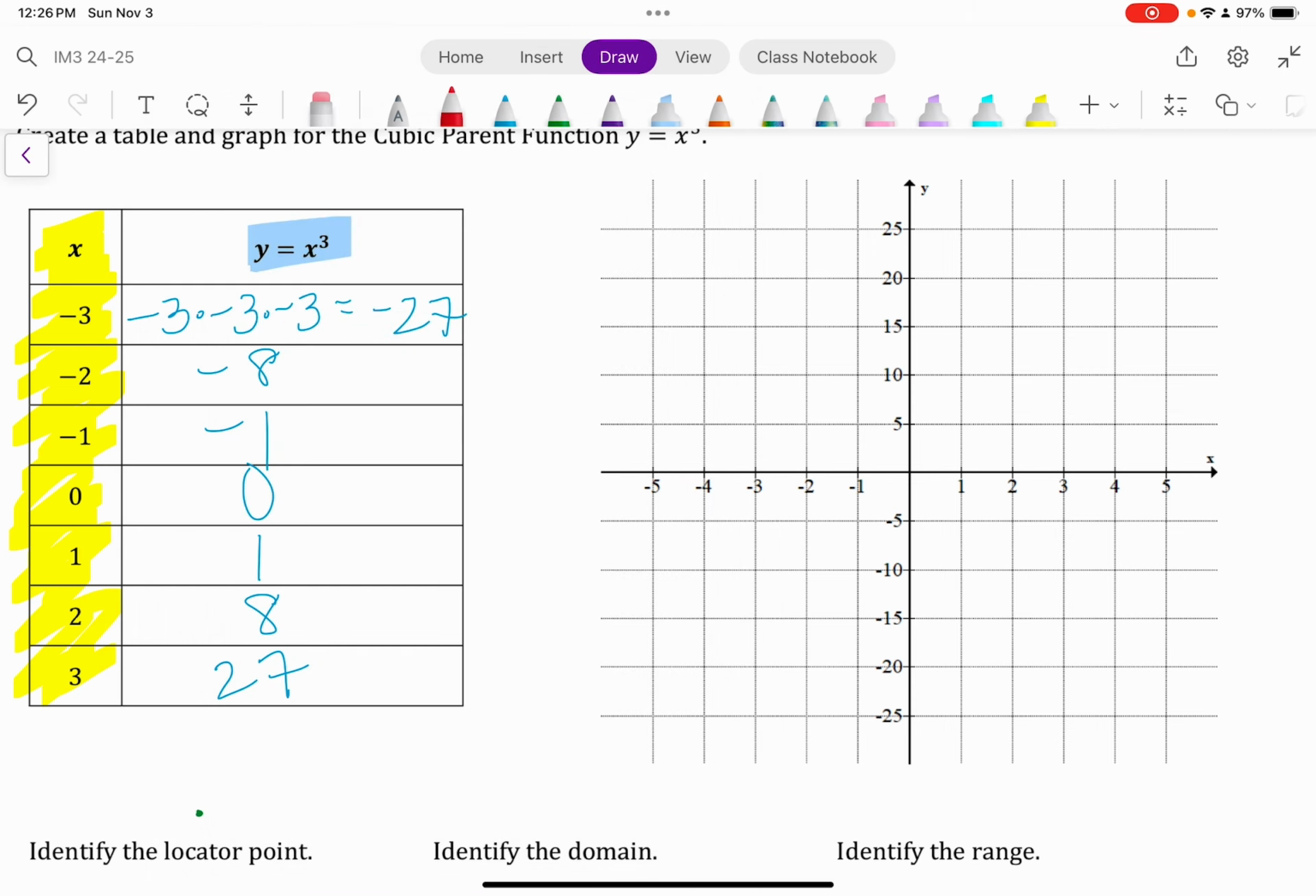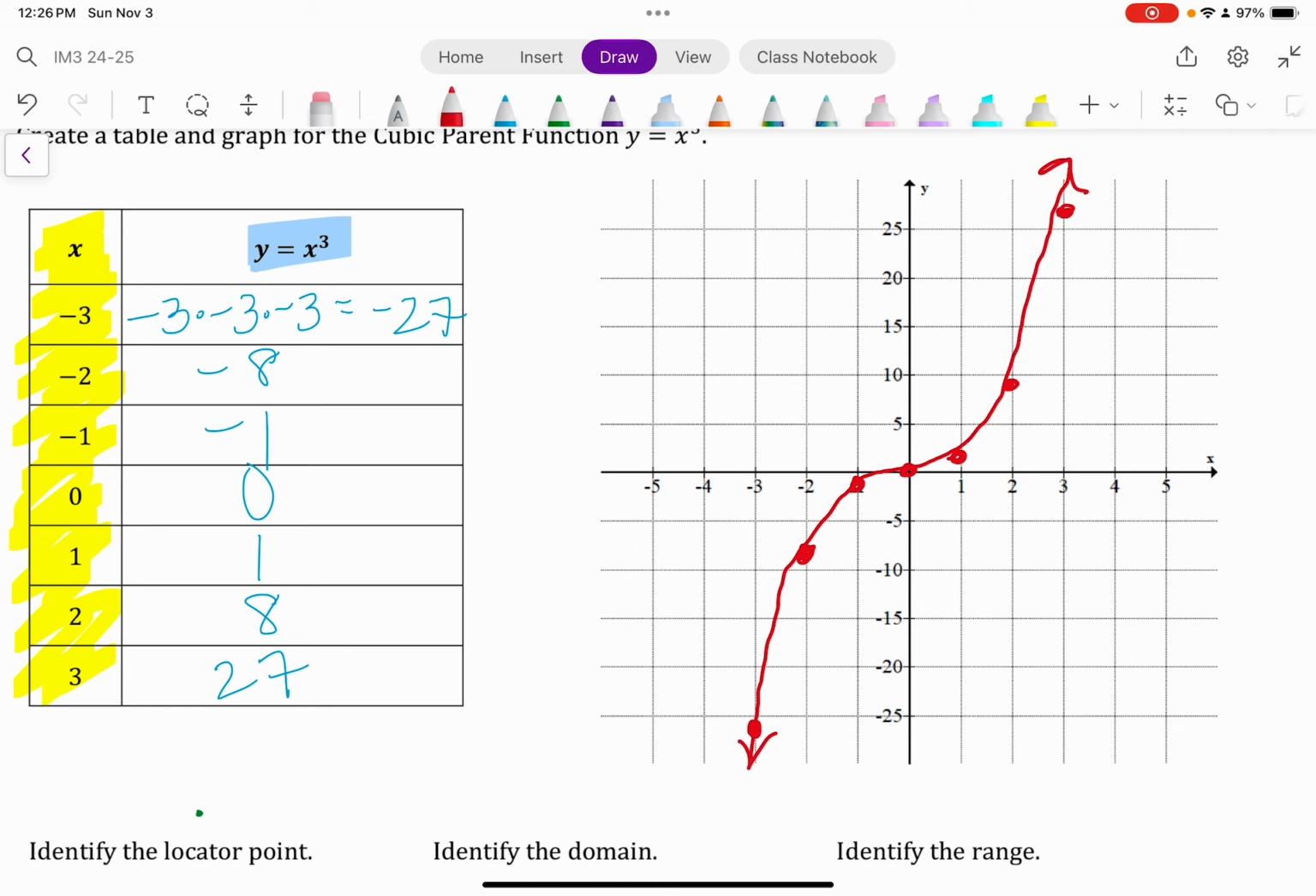All right. We have our first point at negative 3 and negative 27, which is down here. Our next point is at negative 2, negative 8, which is right here. Then we have negative 1 and negative 1, 0, 0, 1 and 1, 2 and 8, and finally 3 and 27. Now, unlike a parabola, we do not have a symmetrical looking shape.